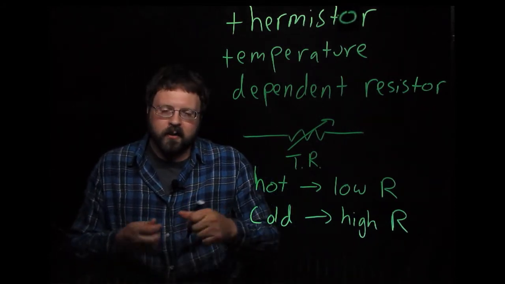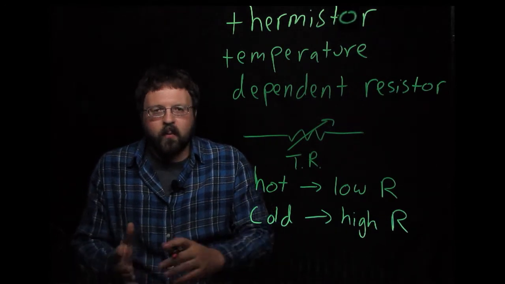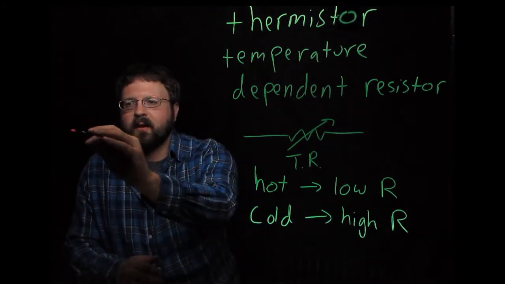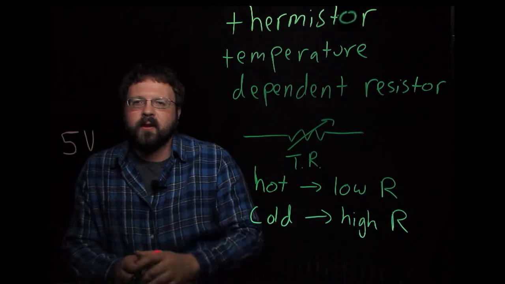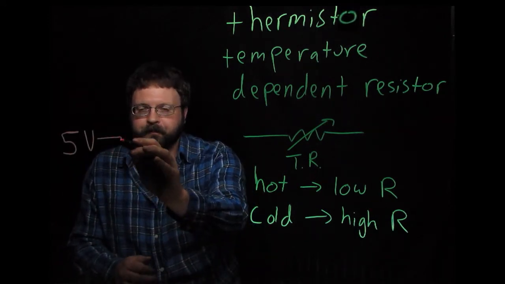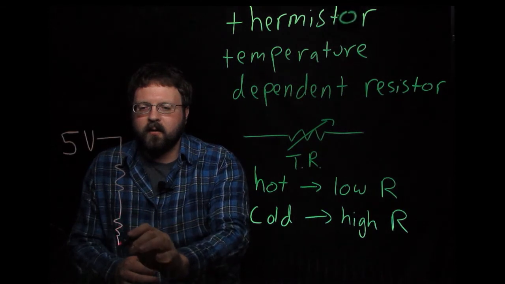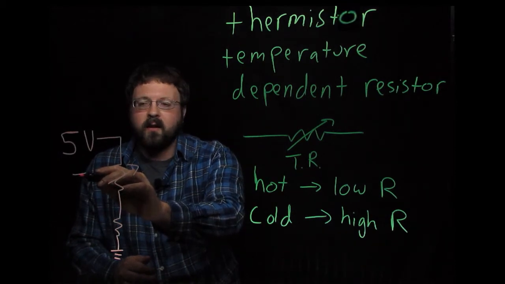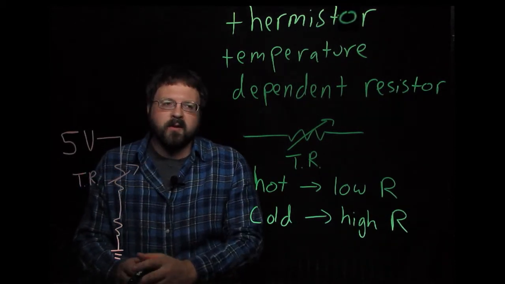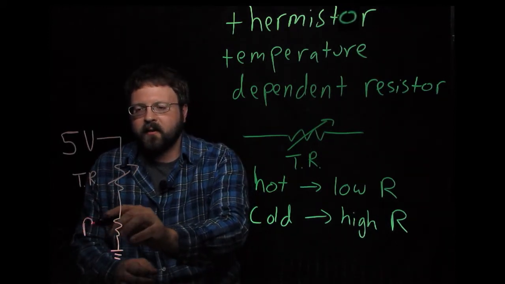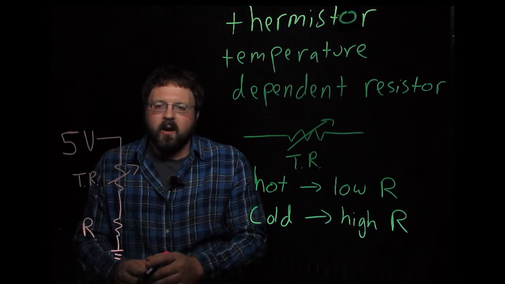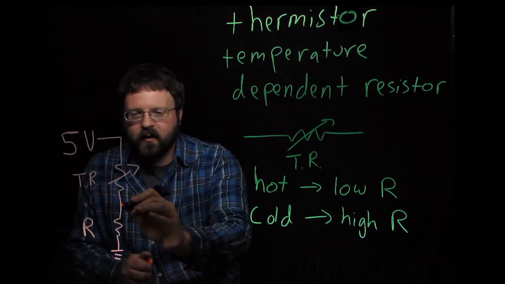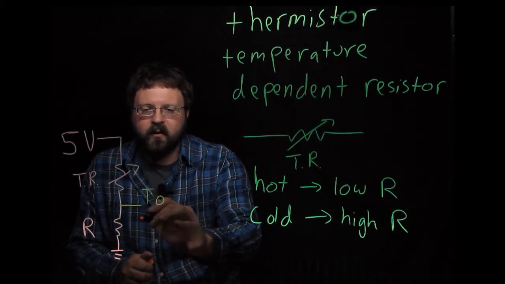Now, in order to measure resistance, we need to incorporate this thermistor into a circuit. And the circuit that we'll use again is a voltage divider. So for the voltage divider we'll use a fixed 5 volts from the Arduino, and then we'll go down through the thermistor, and then there will be some fixed resistor here. We'll take the midpoint of this voltage divider and we'll send that out to the Arduino.